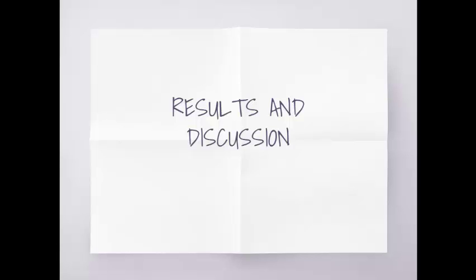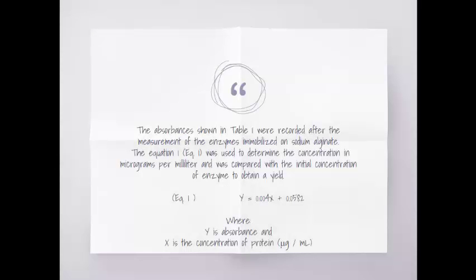Results and discussion. The observations shown in Table 1 were recorded after the measurement of the enzymes immobilized on sodium alginate. Equation 1 was used to determine the concentration in micrograms per milliliter and was compared with the initial concentration of the enzyme to obtain a yield. Equation 1: y equals 0.004 times x plus 0.0582, where y is the absorbance and x is the concentration of protein.